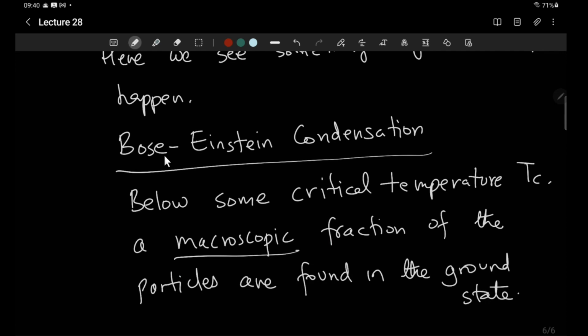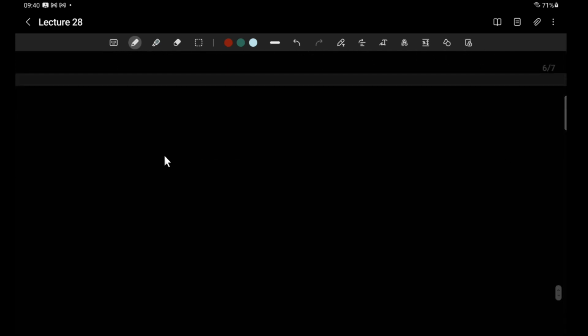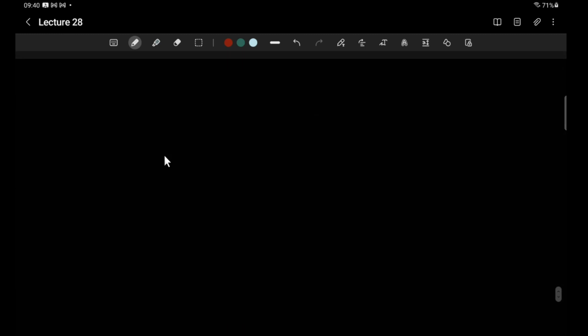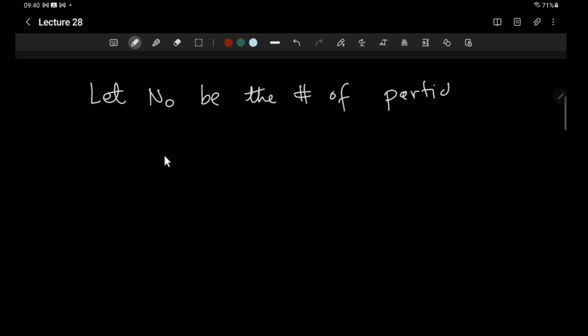Okay, we know that at T equal to 0, so Tc, which is importantly greater than 0, at T equal to 0 everything goes to the ground state, we know that, but this happens before that. This happens at some Tc, okay, and they are found in the ground state. So what does one mean? Let n0 be the number of particles in the ground state.